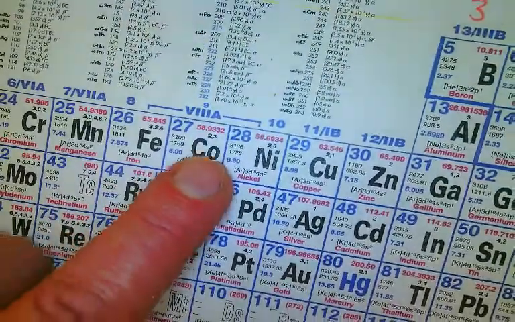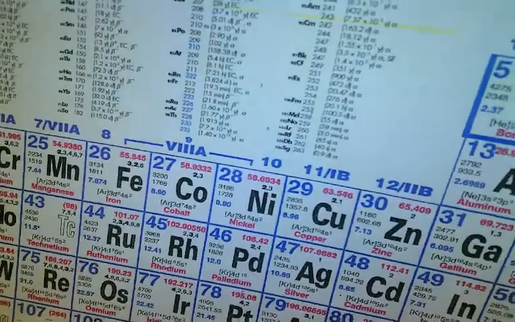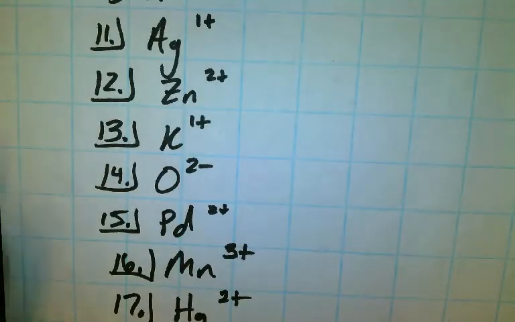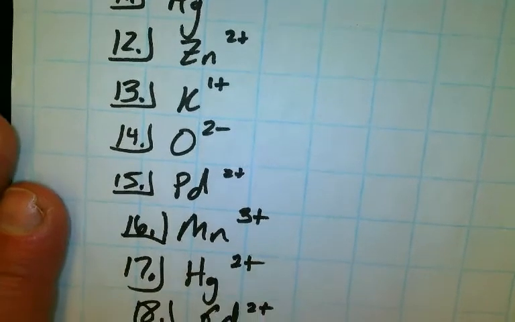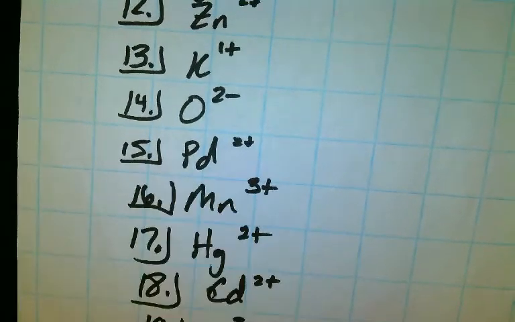Look at how many cobalt has. And you can't just flip a coin and say, oh, I'm hoping for a 2. Don't do that. Just read the Roman numeral. The Roman numeral tells you what it is. How about number 15, palladium? Did you get that one right? Roman numeral 2?